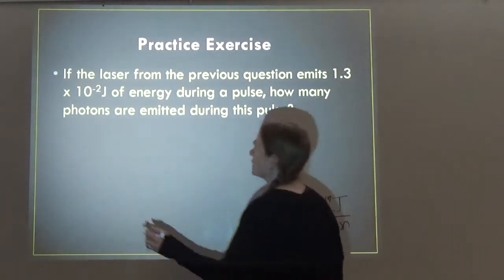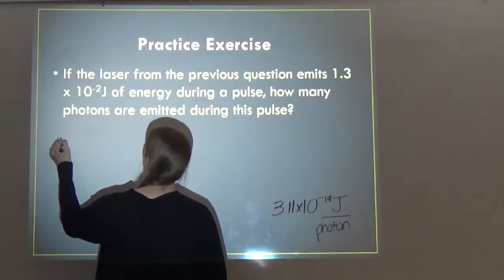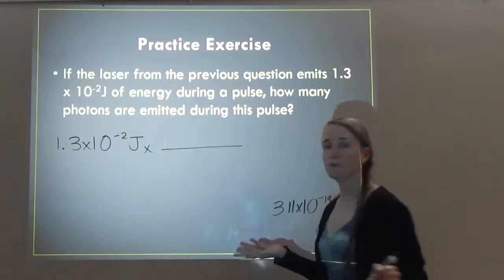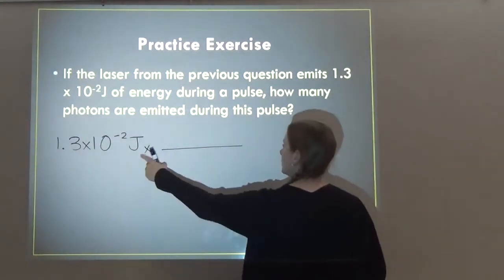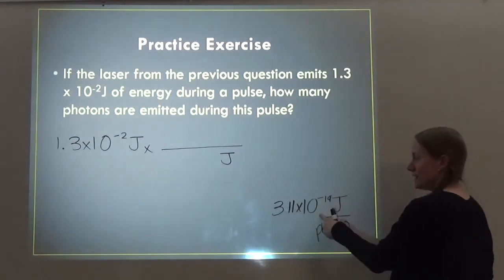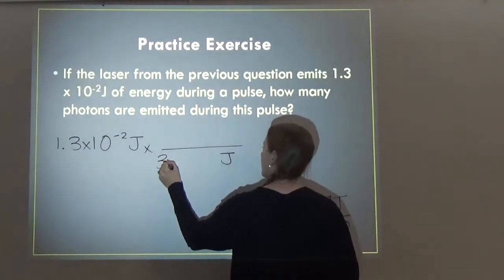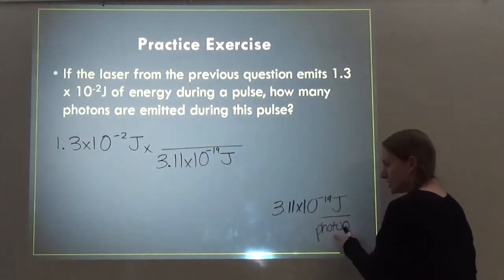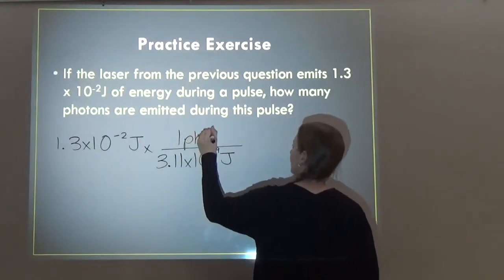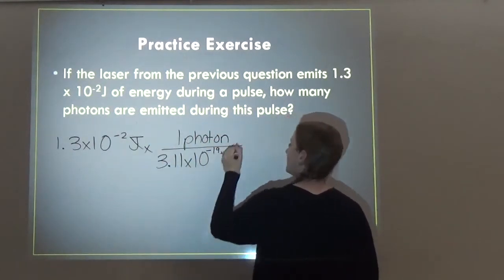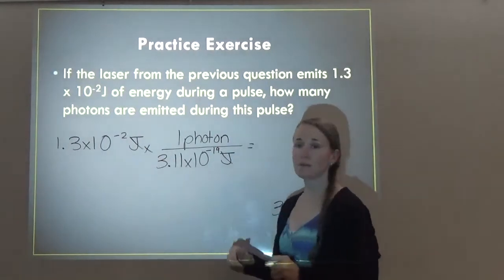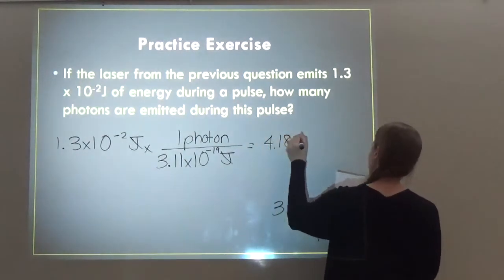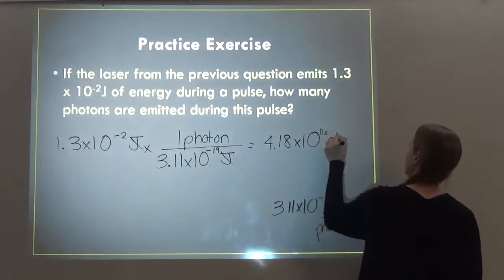All right, so this time we're going to start with our joules of energy. So we have 1.3 times 10 to the negative 2 joules. Remember, we're following our golden rule. If I have joules on top, I want joules on bottom. And in this case, it's 3.11 times 10 to the negative 19 joules, and that is the energy of one photon. So my joules cancel. Since one number's on top and one's on bottom, I just divide. When I divided, I got 4.18 times 10 to the 16 photons.